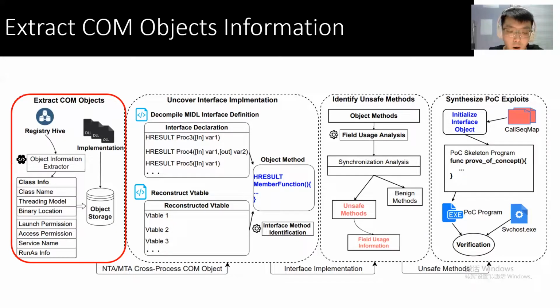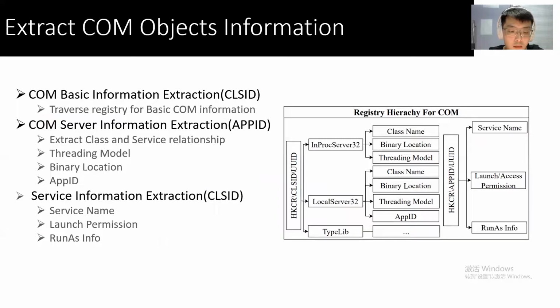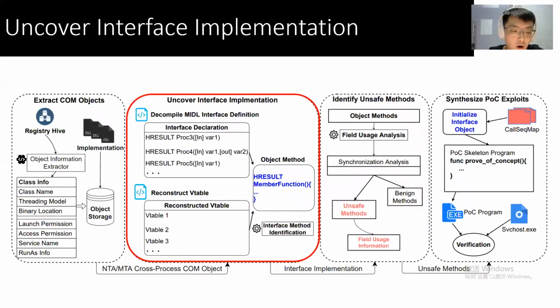Firstly, we extract COM objects information and store them locally, which is a basic step of the solution. COM objects register themselves under the Windows registry path HKEY_CLASSES_ROOT\CLSID with a unique CLSID, so we can extract the information needed from the registry. COMRace extracts COM class information, including basic information, then it extracts service information. After this step, COMRace gets the registered COM's class name, thread model, binary location, service permissions, and so on.